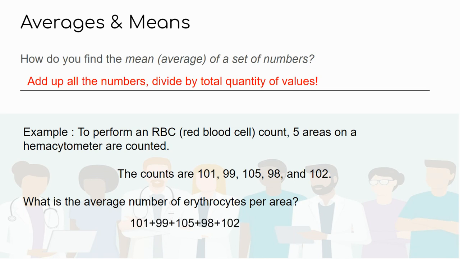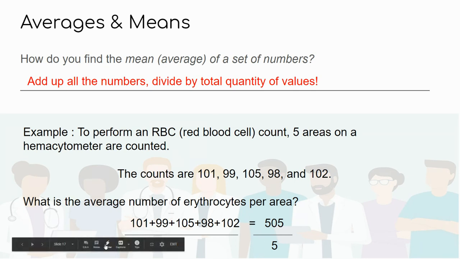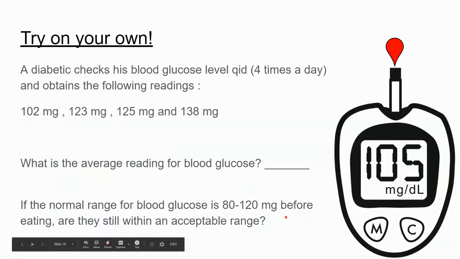Well, first thing I did, I took the 5 numbers, I added them up. That gave me a number, 505. That is not my red blood cell count. Instead, I divide that by 5 because there were 1, 2, 3, 4, 5 values. Final answer, 101 is the red blood cell count.